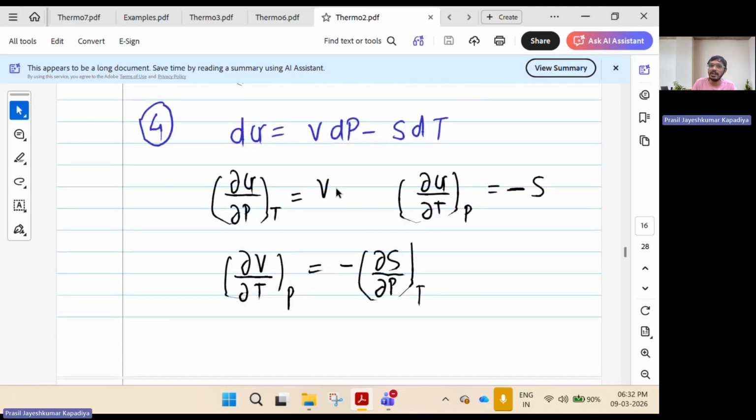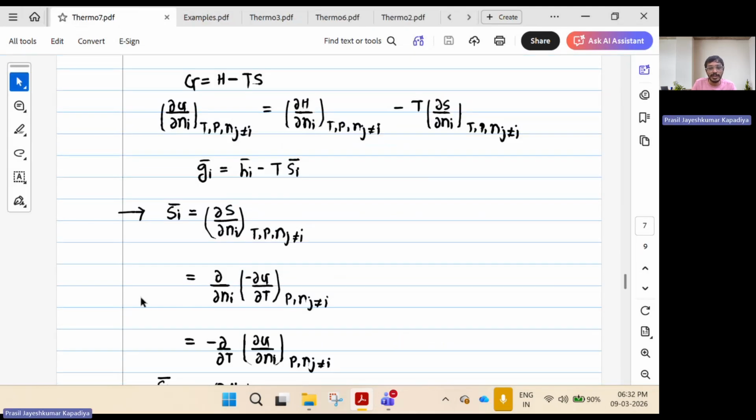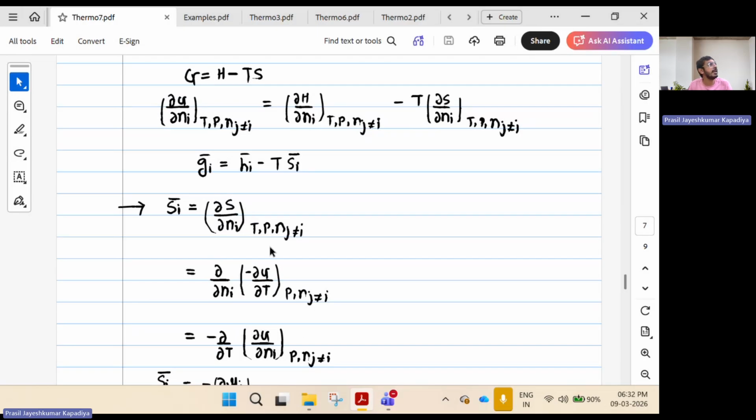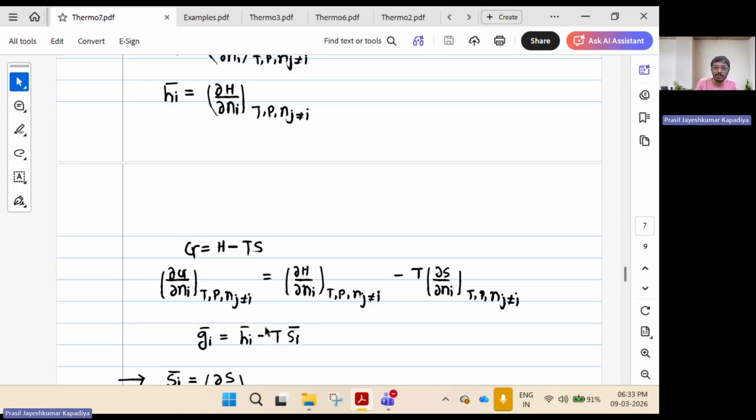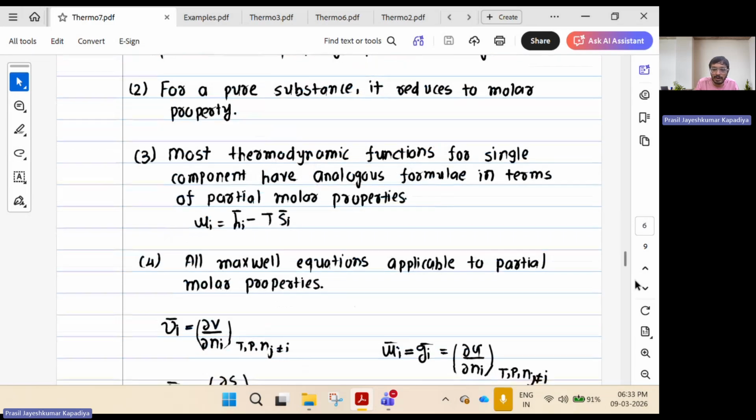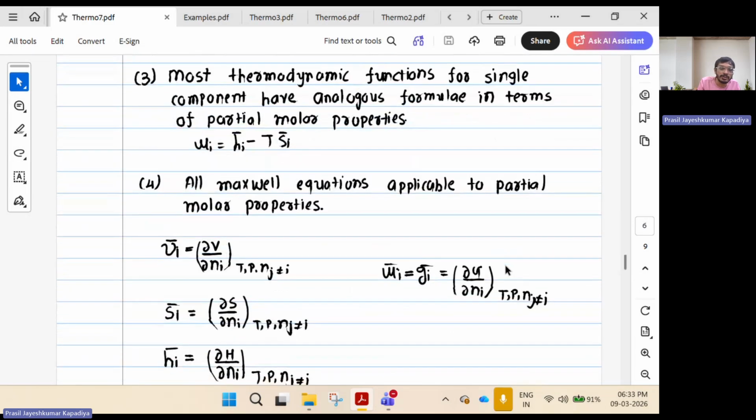S is minus del G del T at constant pressure. So that is what I will write. Instead of S, I am writing minus del G del T at constant pressure and N of G not equal to I. Now, these all equations follow the Maxwell rule. So I can interchange the differential with respect to what I am differentiating. So I can write, instead of this, minus del T and del G del Ni. And what is del G del Ni? Del G del Ni is my chemical potential of component I. So that is what it is.